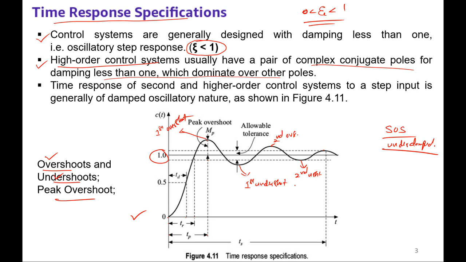So we will restrict our study only to the unit step response of the second order underdamped system, not for third order or fourth order, because they are representative and they behave like a second order system only for zeta less than 1, for zeta lying between 0 and 1, right? The time response of second and higher order control systems to a unit step input is generally damped oscillatory, as I have already told, as shown in this figure. Just now I introduced you to a few time response specifications, td, tr, tp, ts, Mp. All those things we will define in the next slide.